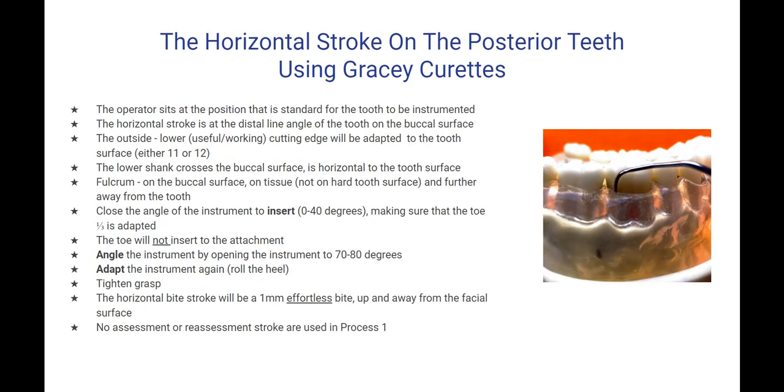The horizontal stroke on posterior teeth using Gracey curettes. The operator sits at the position that is standard for the tooth to be instrumented. The horizontal stroke is at the distal line angle of the tooth on the buccal surface. The outside, lower, or useful cutting edge will be adapted to the tooth surface. That will be either the 11 or 12. The lower shank crosses the buccal surface and is horizontal to the tooth surface.